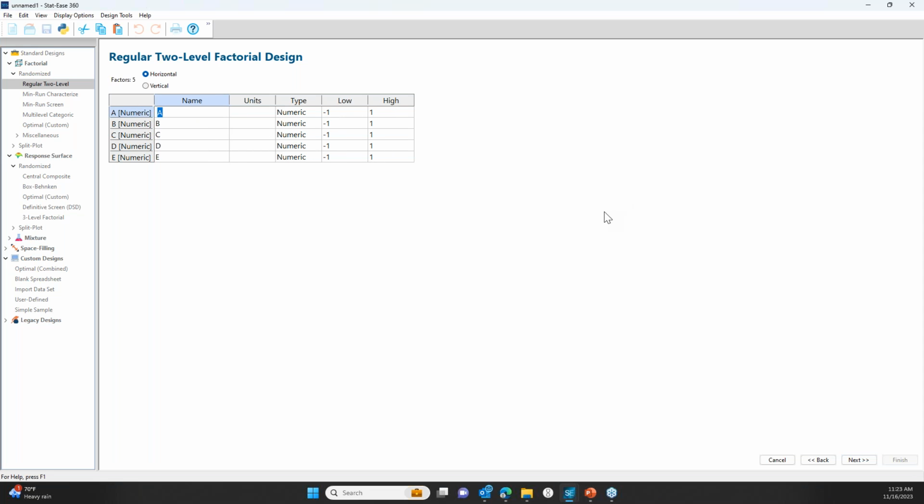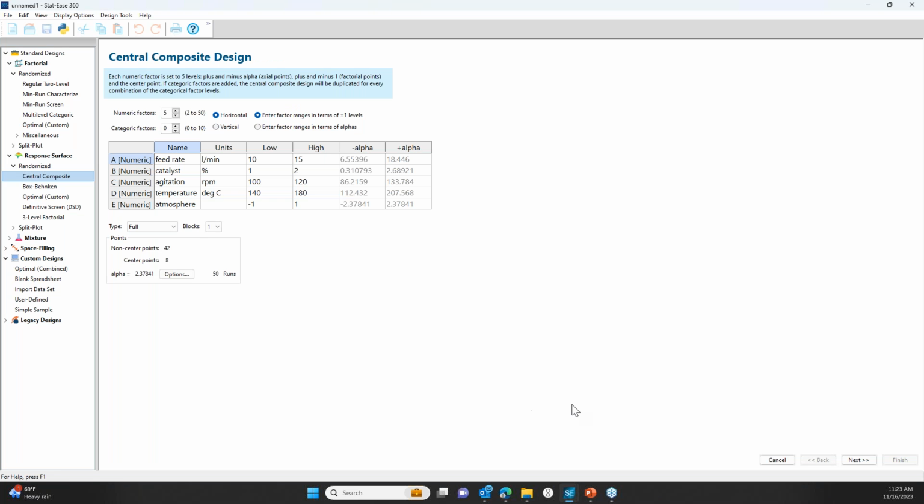So here, the first factor, what did we say? It was going to be feed rate. And it was liters per minute, and it's a numeric factor, and it's going to go from 10 to 15, and then we can start loading all the other ones. Now, in the interest of time, what I'm going to do here is go ahead. There we go. So I have one pre-filled out here.